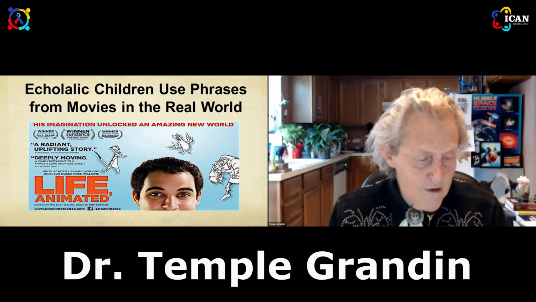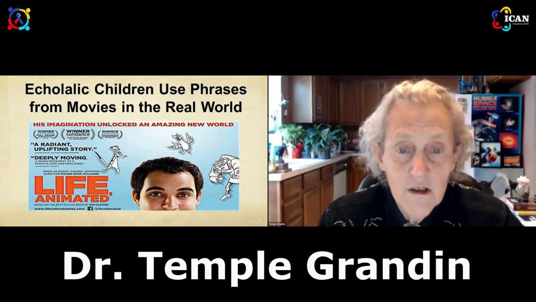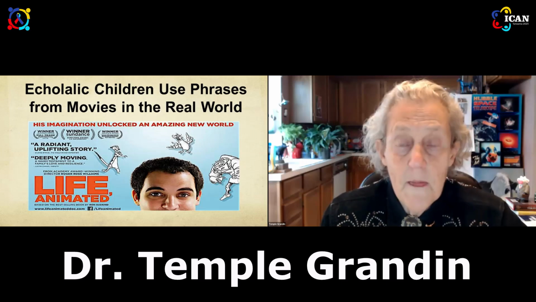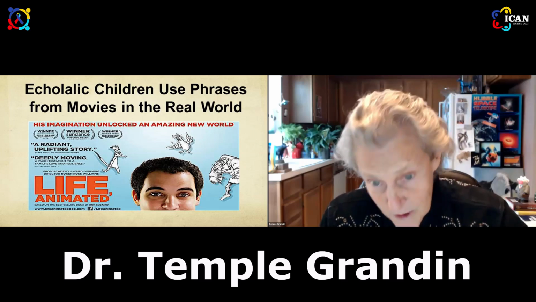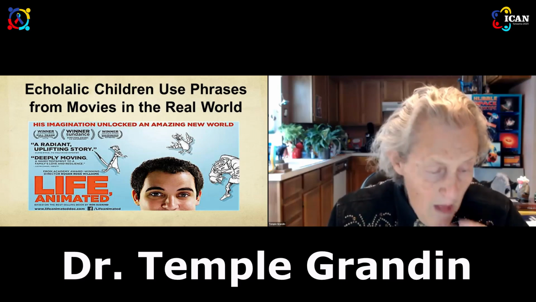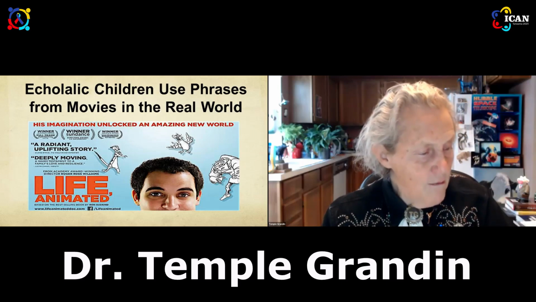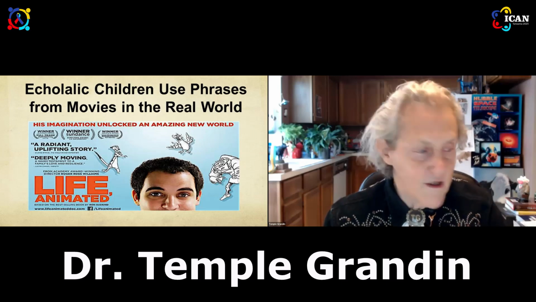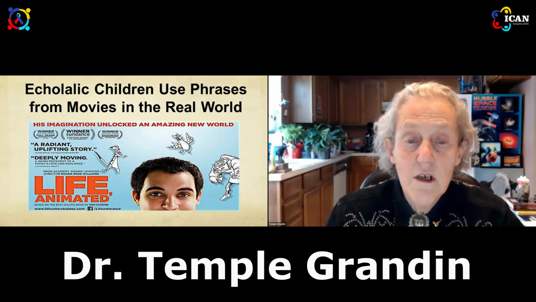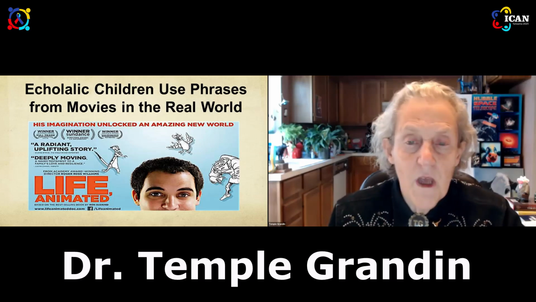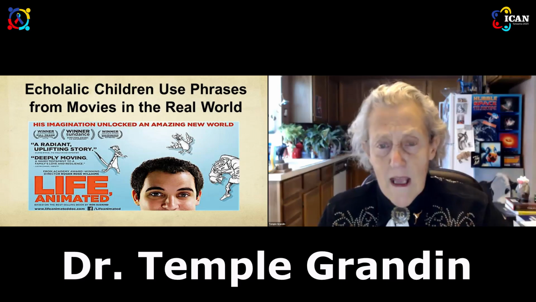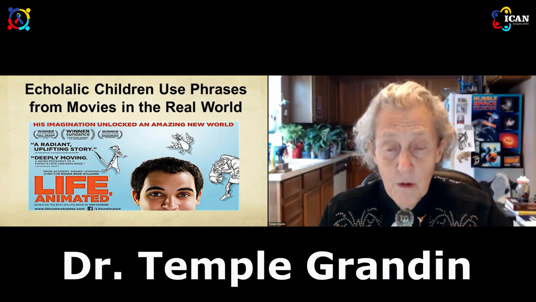But now the next slide just talks about echolalic kids. Echolalic kids are the ones that will recite TV show and movie scripts, things that they've listened to over and over again. But the problem is they don't know what the speech means. So what you have to do is find some lines from that movie that you can put in a real situation.